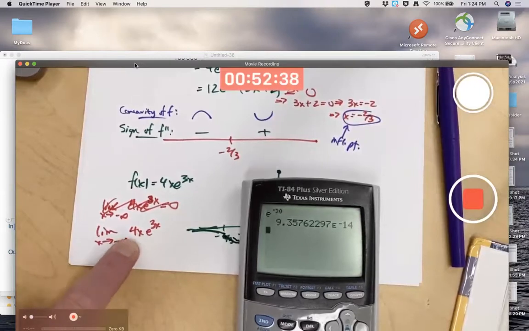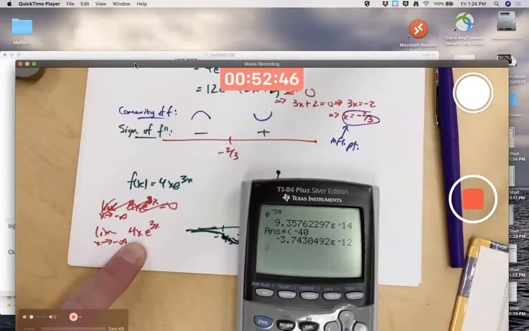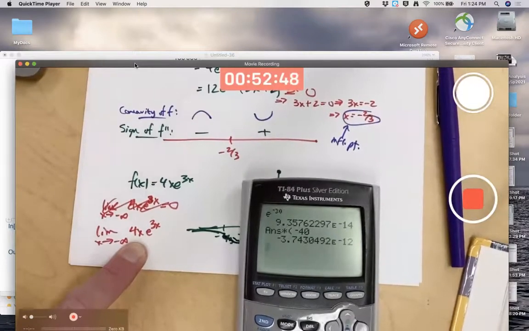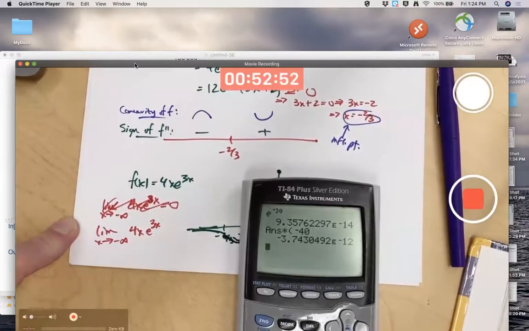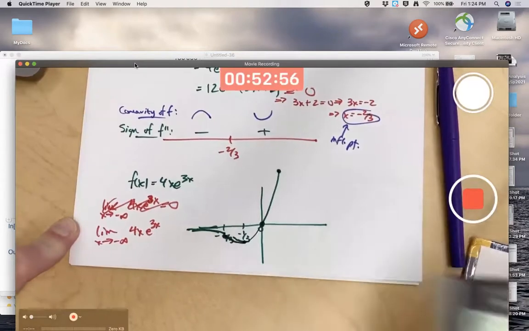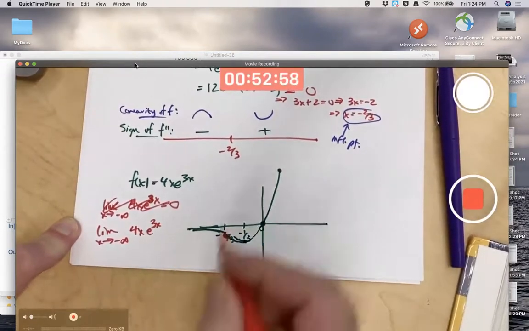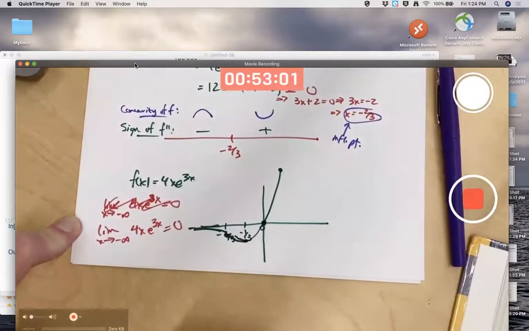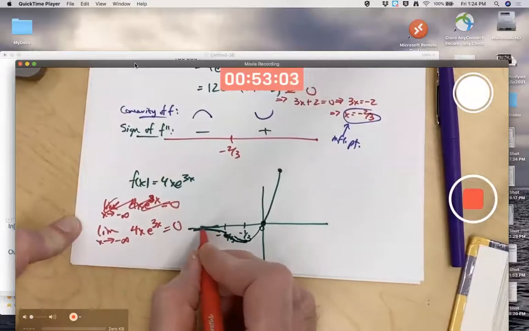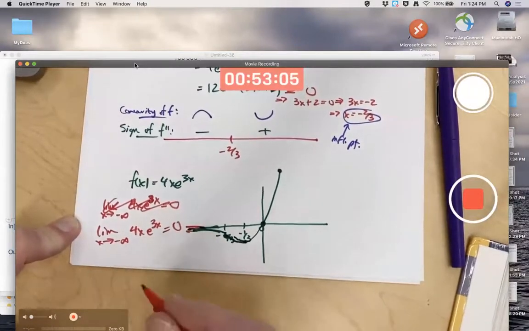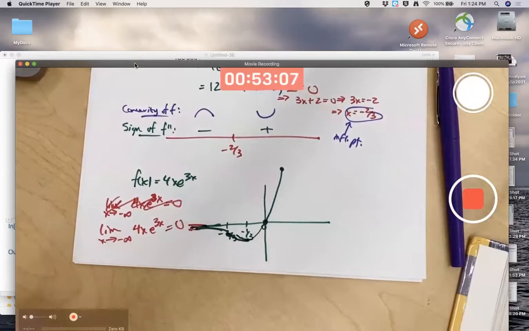You multiply it times 4 times negative 10, times negative 40, it's still tiny. On the order of 10 to the negative 12. It's going to be very close to the horizontal axis. The y coordinates are very close to 0. This is 0. The graph has a horizontal asymptote at y equals 0 as x goes to minus infinity.